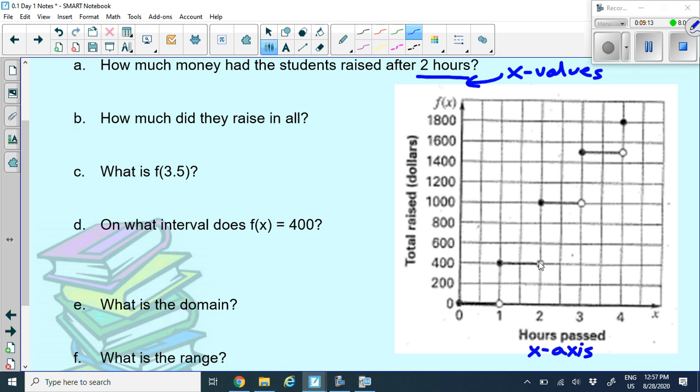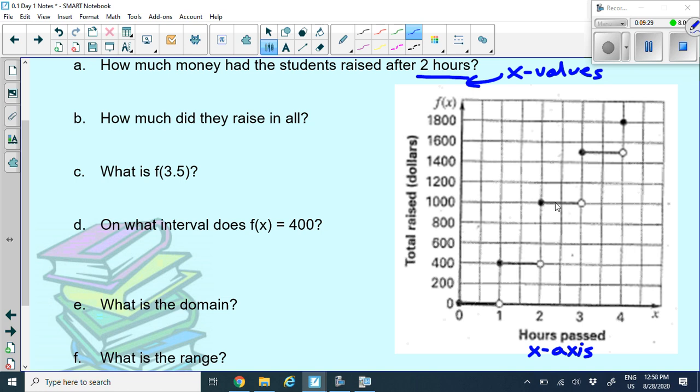Now, remember, an open circle really means it's not part of the domain, okay? Everything in between, so from 1 and everything up to 2, is part of the domain. However, this point is not because it's open. It's not included.